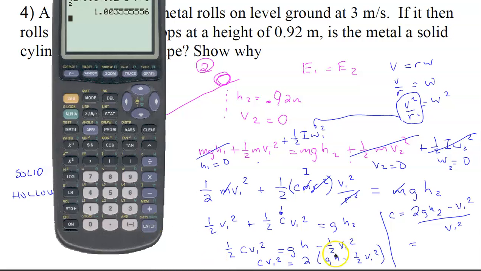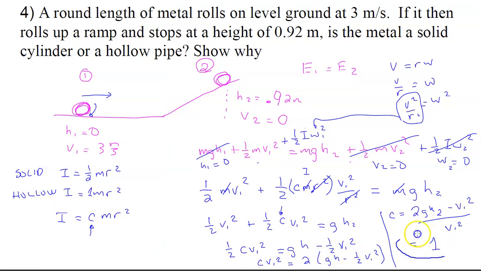So we just found C. C should be a 1 right there. And remember, if I get a 1, it's a hollow pipe. So that's what we've got here. Again, not the only way to do that problem, but works pretty good.